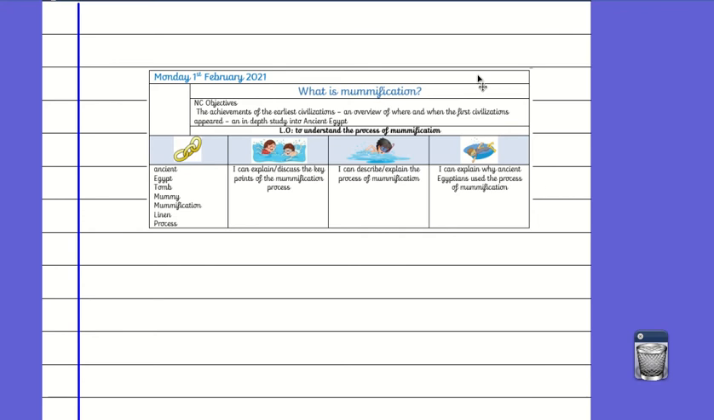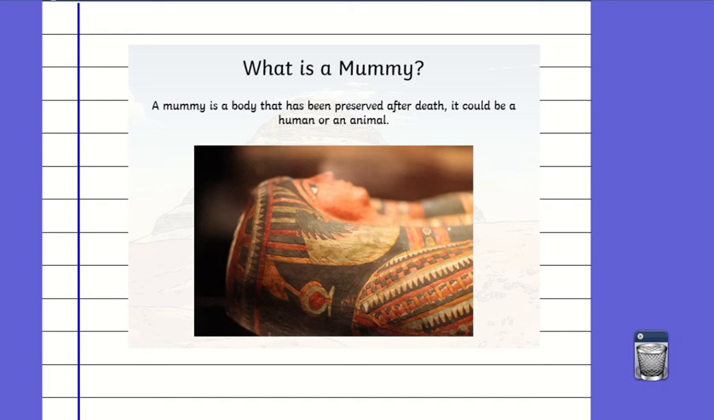Okay, so this is just your success criteria for today. So we are looking at what is mummification, and by the end of the lesson you will understand the process of mummification, and your 3 points on your success criteria are: I can explain and discuss the key points of the mummification process, I can describe and explain the process of mummification, and I can explain why ancient Egyptians used the process of mummification. So they just move on from one another quite nicely.